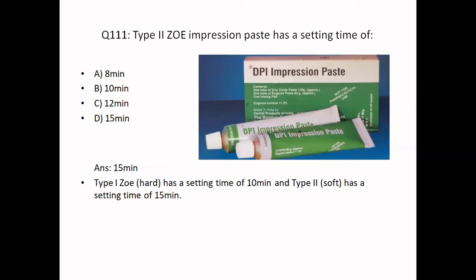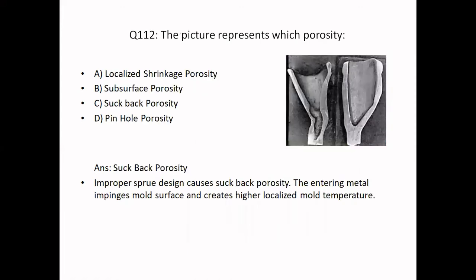Now, type II ZOE impression paste has a setting time of 8 minutes, 10 minutes, 12 minutes, or 15 minutes. Now, they are asking about type II. There are two types, that is type 1 and type 2. Type 1 is the hard variety of zinc oxide eugenol impression paste, and type 2 is the soft variant of zinc oxide eugenol impression paste. As per the textbook, type 1 has 10 minutes of setting time and type 2 has 15 minutes of setting time. Now, they have asked us about type 2, which is around 15 minutes of setting time.